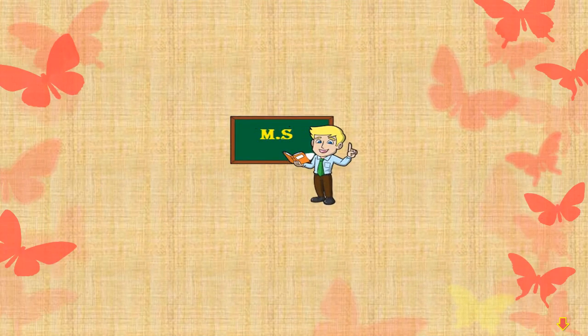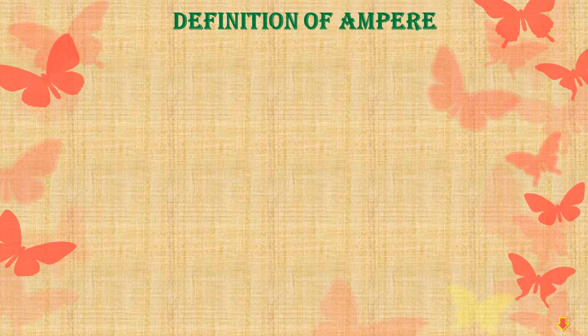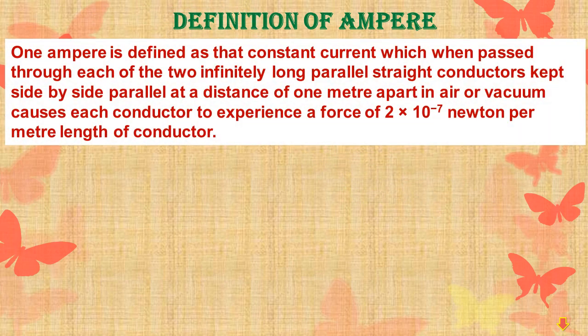The next one, definition of ampere. 1 ampere is defined as the constant current which, when passed through each of the two infinitely long parallel straight conductors kept side by side parallelly at a distance of 1 meter apart in air or vacuum, causes each conductor to experience a force of 2 into 10 to the power minus 7 Newton per meter length of conductor. This is called definition of 1 ampere.